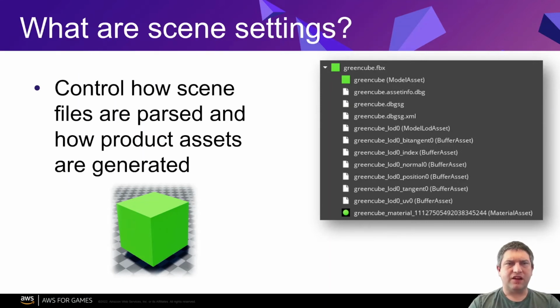Scene settings are used to control how those scene files are parsed and how the product assets are generated. A simple example of why you might want to do this is if you have a scene file with multiple meshes, for example, the scene earlier with the cube and the sphere. Do you want those to come in as one AZ model welded together, or do you want the meshes kept separately? This is a setting that you can control with the scene settings at various steps in the process. The default logic may not always be what you want, which is why these settings need to be made available.